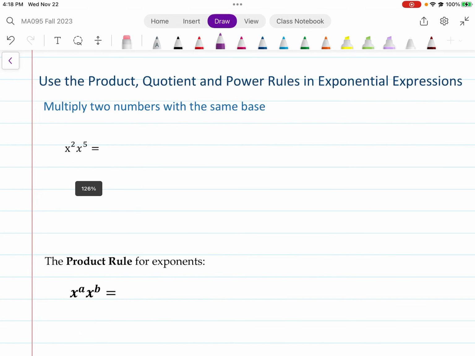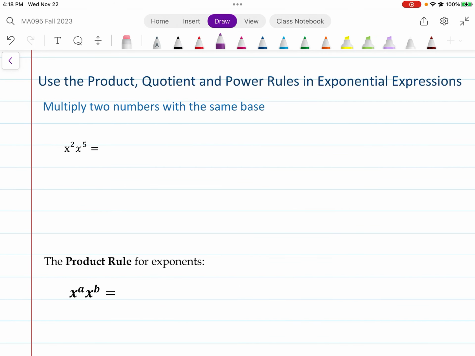So we've got an example here for you, x squared times x to the 5th. So let's take a look at this. x squared means x times x. X to the 5th means x times x times x times x times x, repeated multiplication. All right, so how many x's do we now have? Do I really need the parentheses? No, I don't. I just wanted to show you the two groups. So I get x to the 7th.